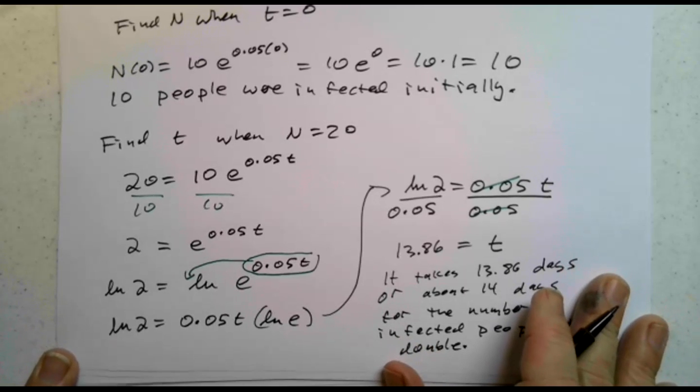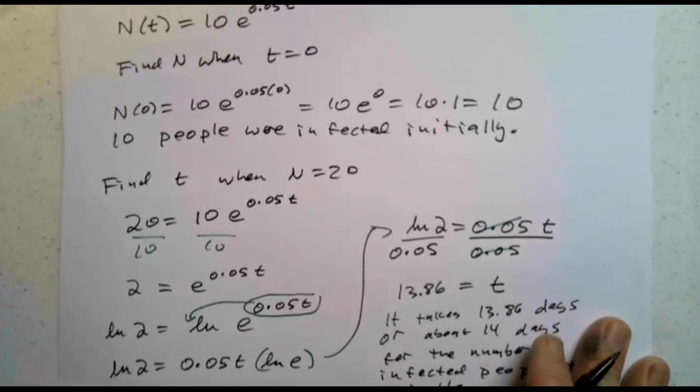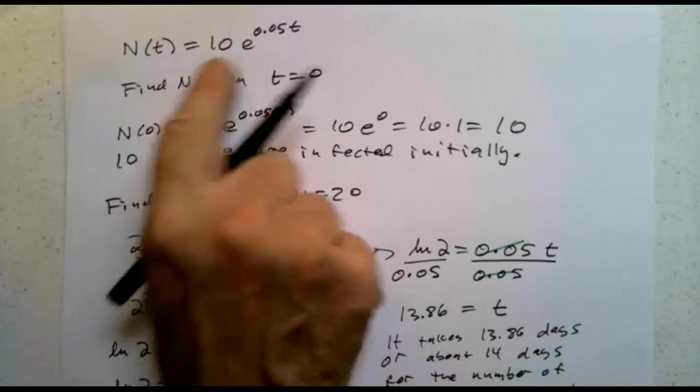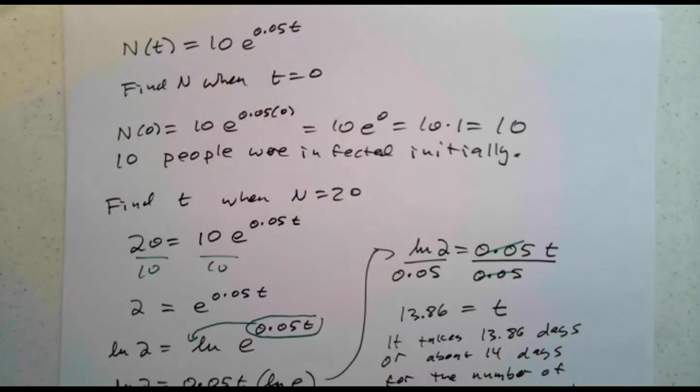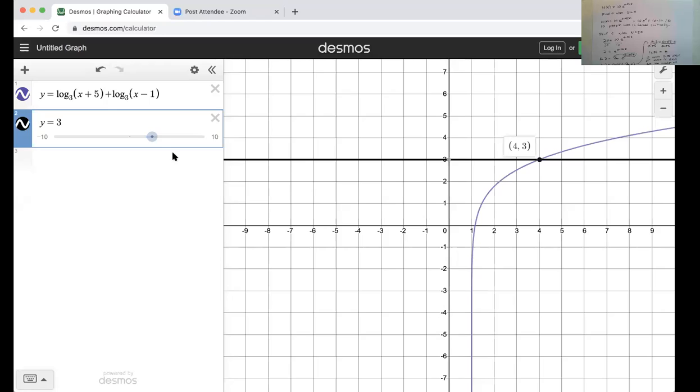Let's take a look at what this graph looks like on Desmos before we finish the problem. So again, n is 10 e to the 0.05 t. So let's go to Desmos if I can find it to take a look at it. Here we go.